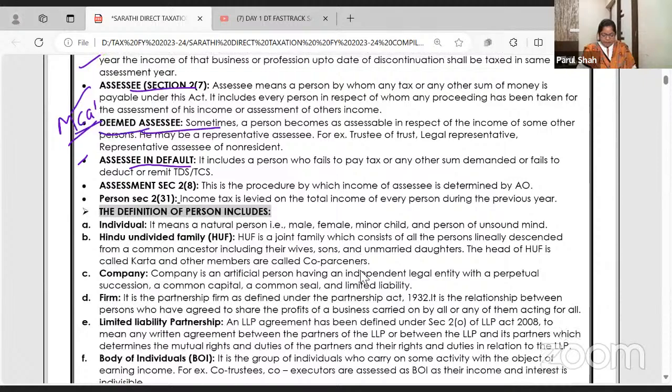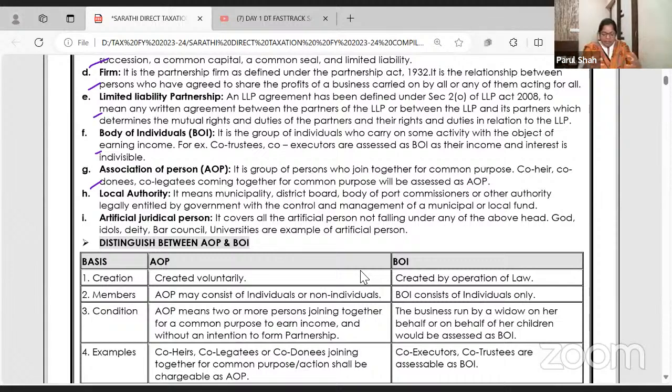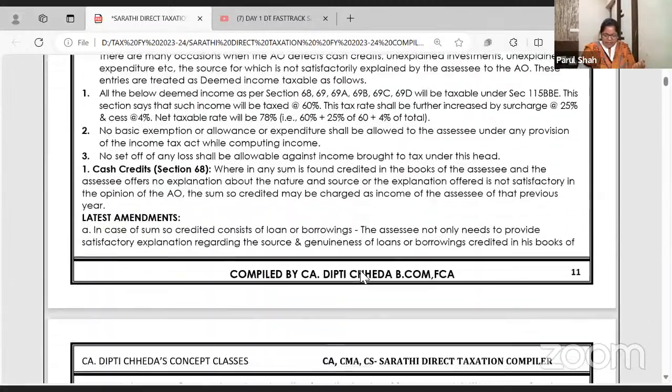Now, what are the types of person? We all know an individual is required to file his return: male, female, minor, HUF, company, firm, LLP. What is the difference between body of individuals and AOP? Body of individuals is a group of people coming together, but they are all individuals: co-trustees, co-executors, co-legatees. AOP is a group of persons: one individual, one HUF, one partnership firm, when they come and work together, they are called an AOP. An artificial juridical person is deities and so on. These types of persons are quite simple; you have done them in income tax.